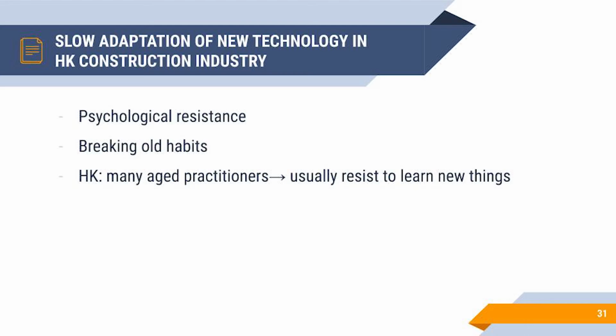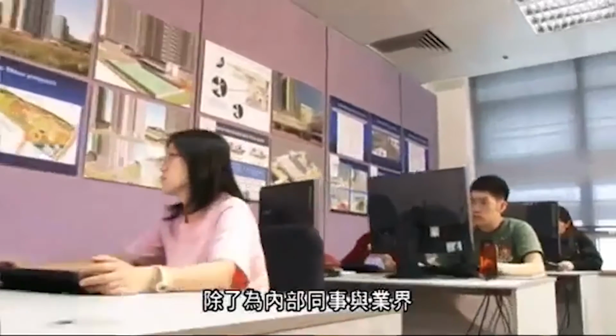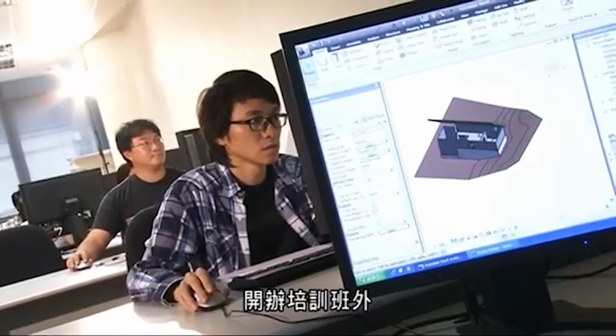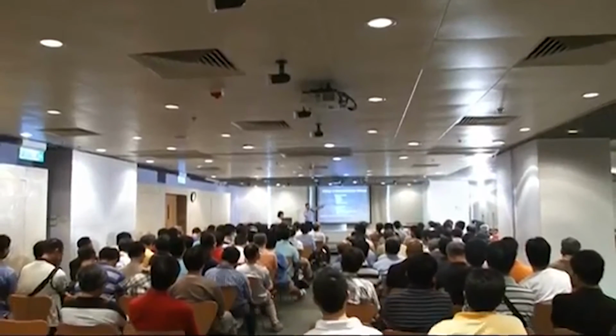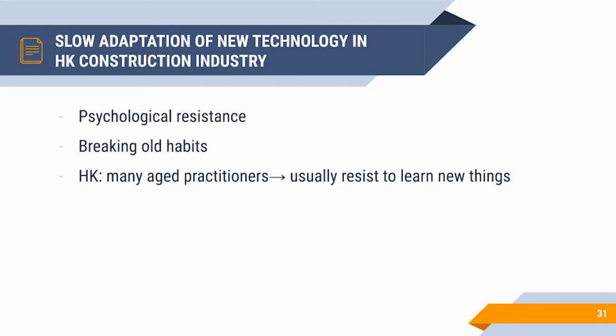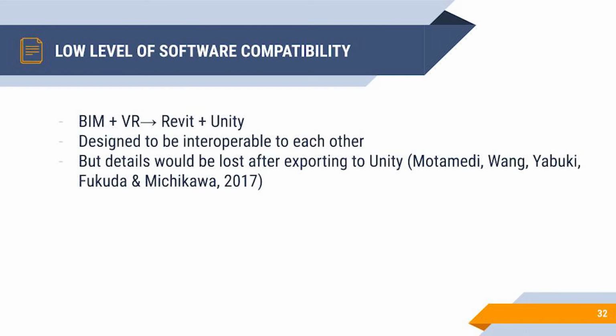Slow adaptation of new technology in Hong Kong construction industry. Psychological resistance to adopt new technology is one of the main challenges. The implementation of BIM with VAR technology requires practitioners to be familiar with all these new technologies. Additional training may be required. This requires extra efforts and breaking old habits. Most practitioners in Hong Kong have reached a certain age where it is commonly found that they resist learning new things, and therefore, the adaptation of new technology in Hong Kong's construction industry is low.